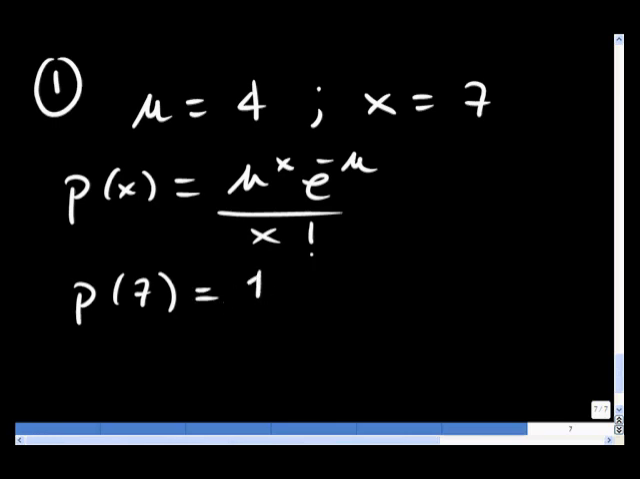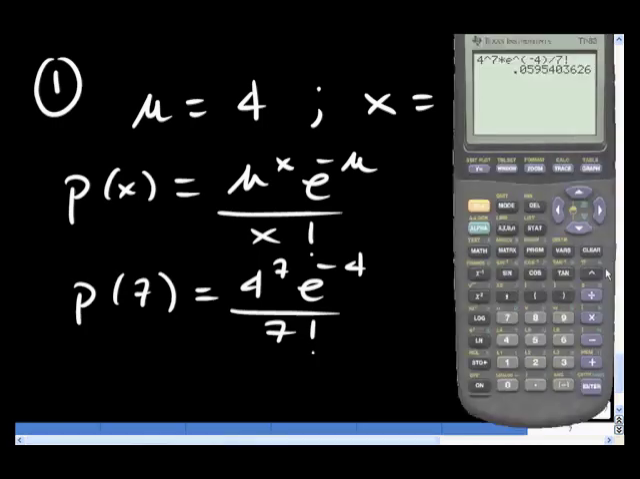This becomes 4 to the 7 e to the minus 4th power over 7 factorial. 4 raised to the 7th times our exponential number. Use the negative sign here for your power, because the power is negative. Don't use a subtraction symbol. Use the negative sign. Divide by 7. We need the factorial. PRB, factorial key. Hit enter.